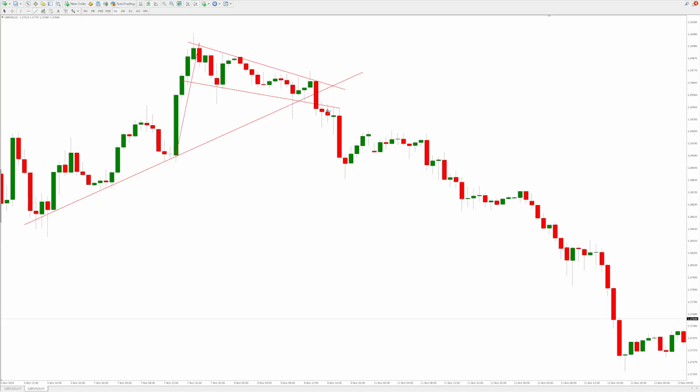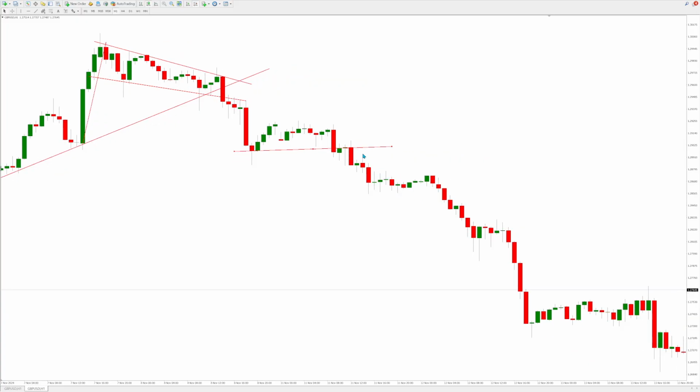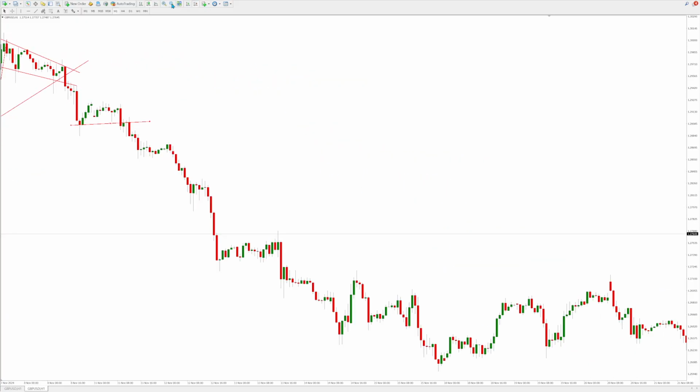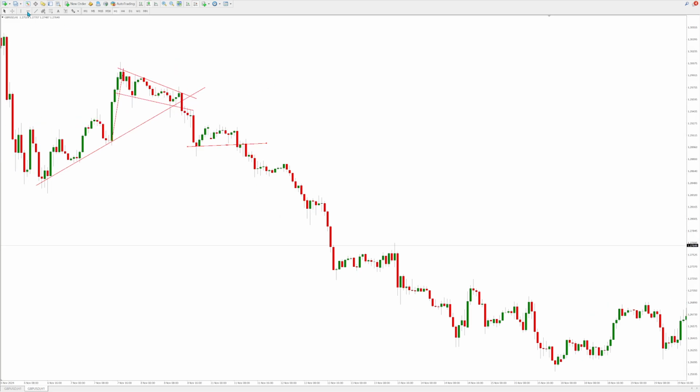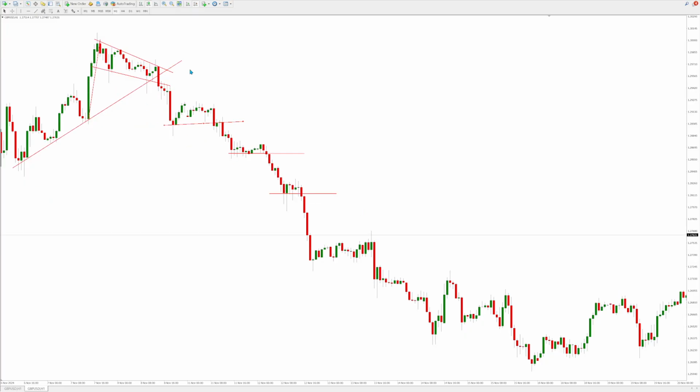So after this move down, you can wait for a pullback, and then we can just enter on a breakout from the pullback here, and we're in this trend. Just zoom out. You can get in there. You can wait for the trend to continue. You have another pullback. Obviously, don't want to sell too low, but I'm just showing you how simple it can be, especially trading higher chart timeframes.